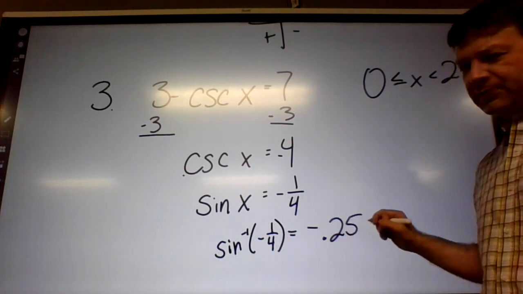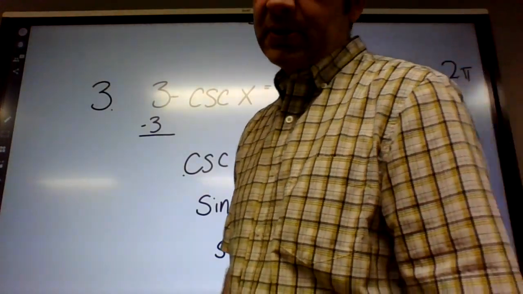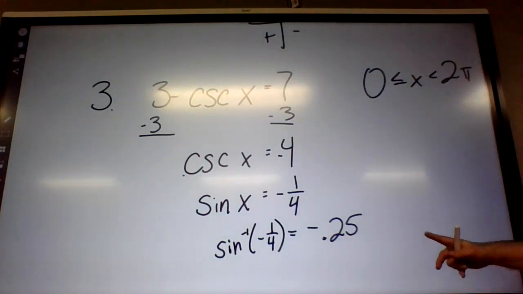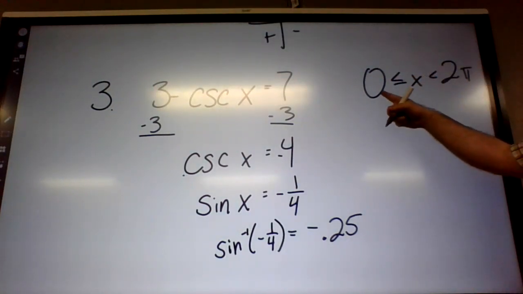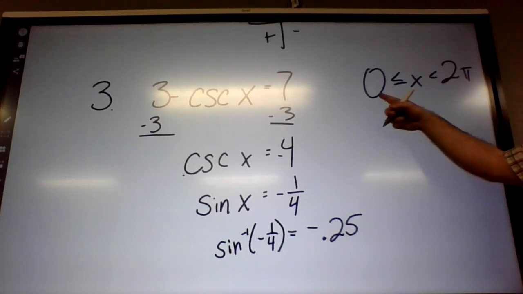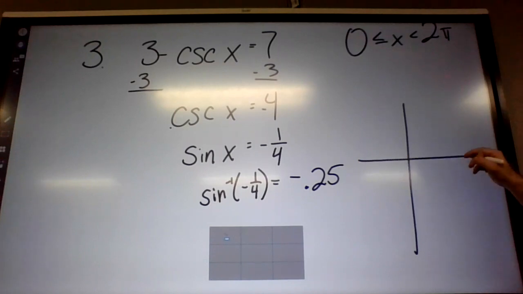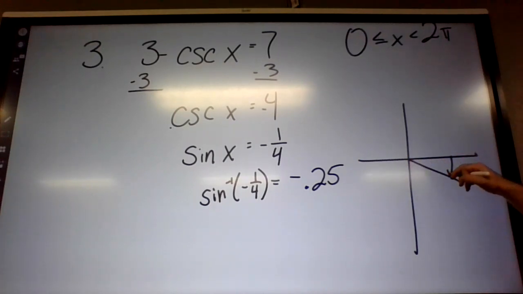I don't know. Did they tell us where it ended? 100th? Yeah, okay. Negative 0.25 is not between 0 and 2 pi. It's below 0. So, where is negative 0.25? Well, it's over here going this way.